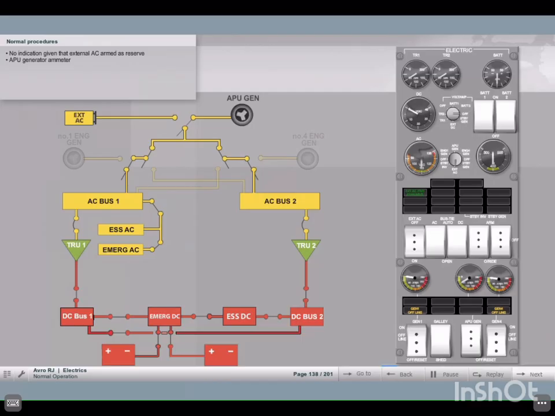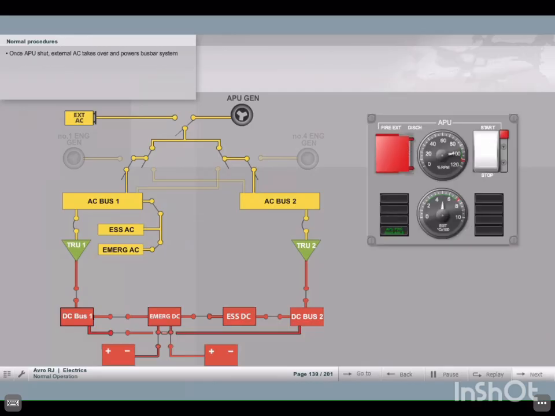No indication is given that the external AC is now armed and waiting in reserve. But there is load indicated on the APU amp meter, which indicates that the APU generator is still powering the bus bars. When we shut down the APU, external AC will be selected automatically to power the entire bus bar system. Do it, please.